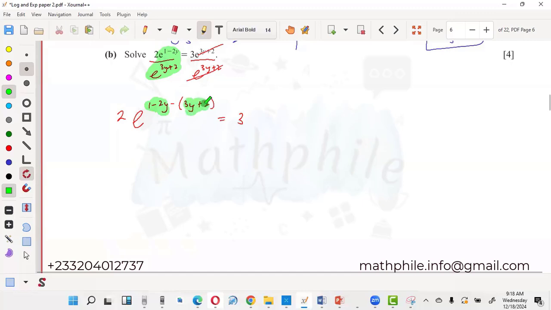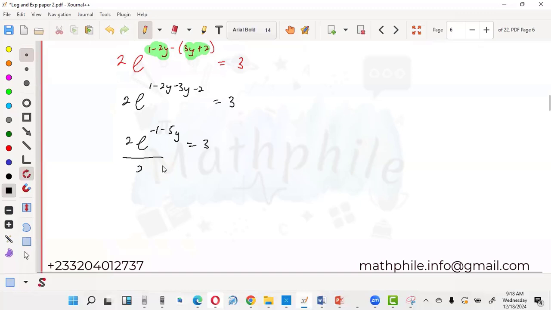You have to be very careful not to forget the brackets, because if you forget the brackets, the negative will only affect the 3 and not affect the 2. Okay. So we can simplify this one. So there's 2 e raised to the power negative 1 minus 2y minus 3y minus 2 is equal to 3. Then this gives you 2 e raised to the power negative 1 minus 5y equals 3. Is that okay? So divide both sides by 2 to completely isolate the exponential function.